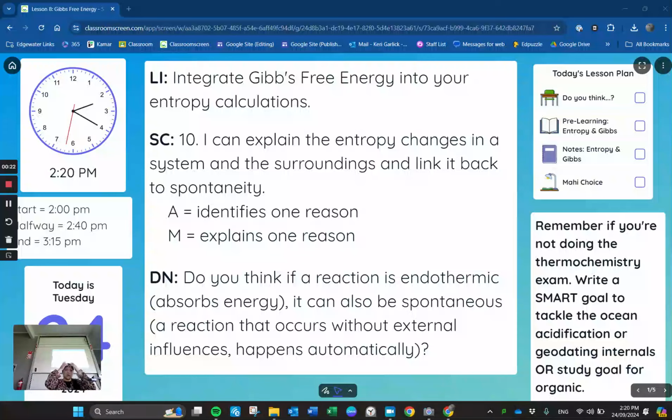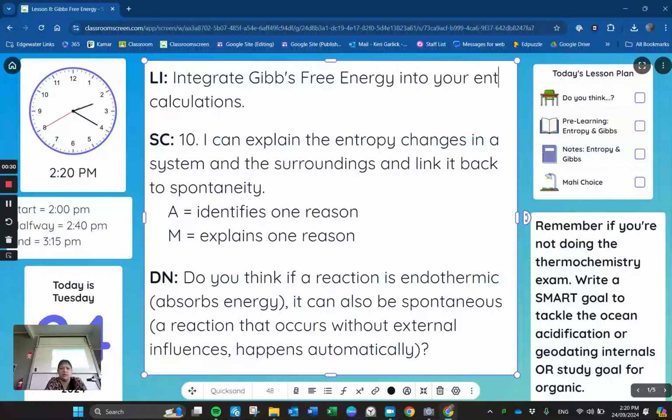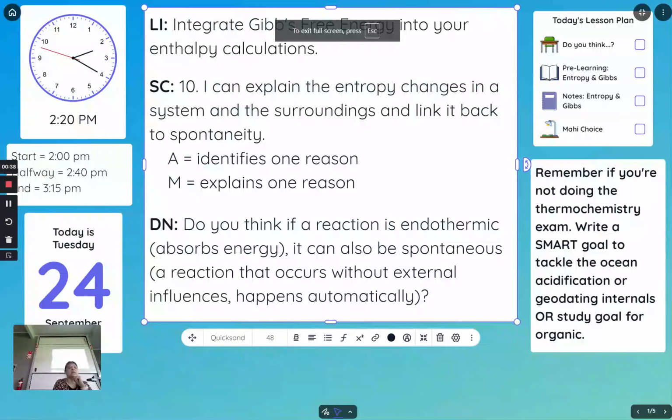All right, so what we are talking about today is Gibbs free energy and how we integrate that into our enthalpy calculations. Sorry, enthalpy calculations. I saw that was a typo. Cool. So the do now question is a really good way to get us thinking about Gibbs free energy.